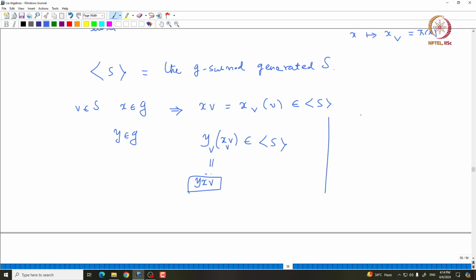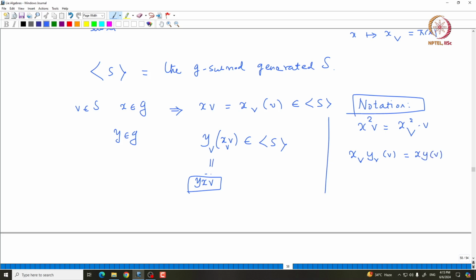For example, we say x square acting on V by taking x_V square acting on V. So, x_V square makes sense inside the endomorphism algebra of V. That is what we mean by this. This is the notation we will be using. For example, x_V y_V acting on V will simply be denoted by xy acting on V.